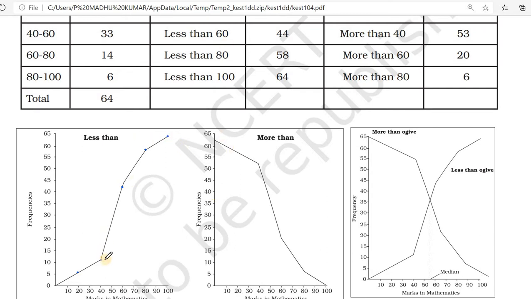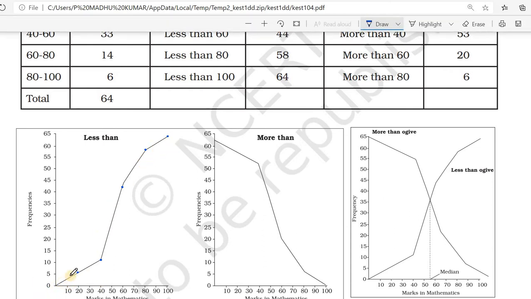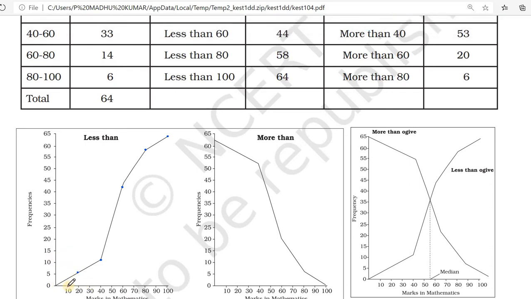First we need to mark the points. After that we need to join these points with a scale, with a pencil. We join from this point to the next point. This is the less than ogive.